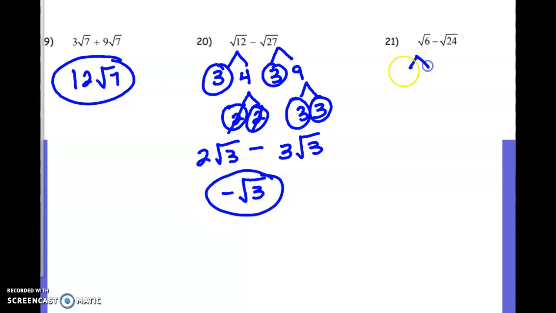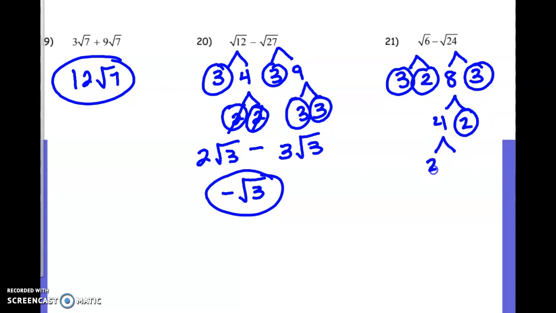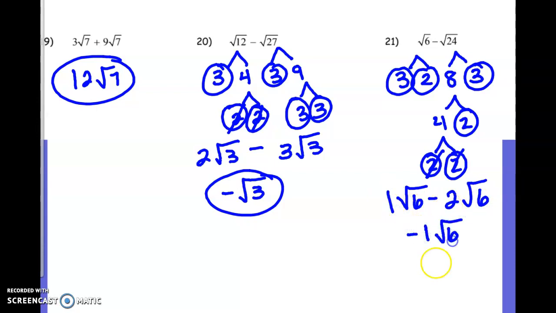Okay, and 6 would be 3 and 2. Okay, and 24, we could say 8 times 3. 8 would be 4 times 2. And 4 would be 2 times 2. Okay, so here for radical 6, we really don't have anything, so it's radical 6. And then for our pair here, this would be minus 2, and then radical 6. Okay, so this would be a 1 coefficient. 1 minus 2 would be negative 1. Okay, radical 6, or we just write this as negative radical 6.